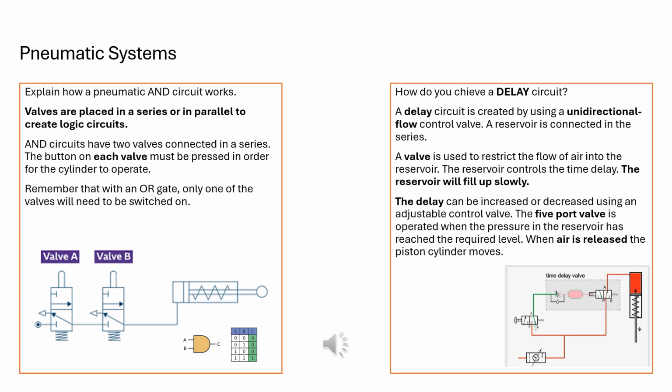So the delay can be increased or decreased using the adjustable control valve. The 5-port valve is operated when the pressure in the reservoir is at the required level. When the air is released into the piston cylinder, it will move.